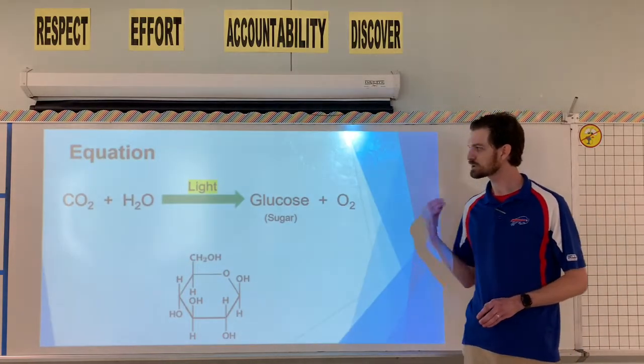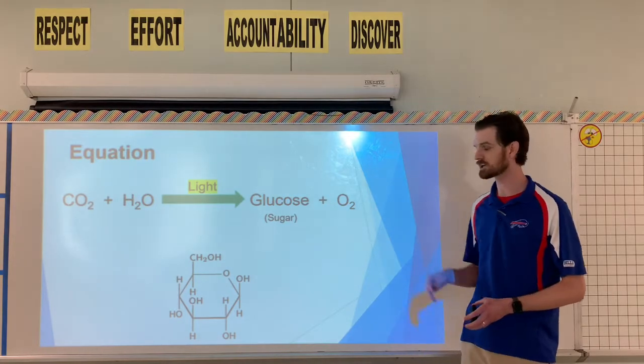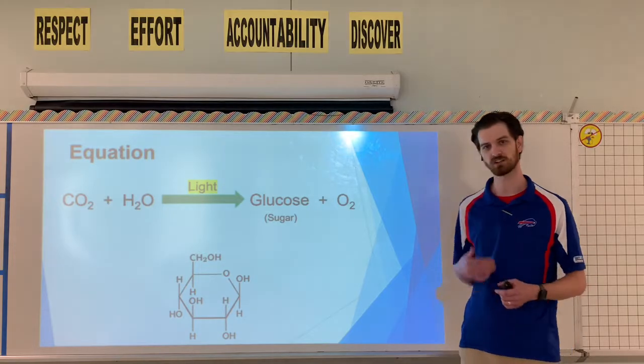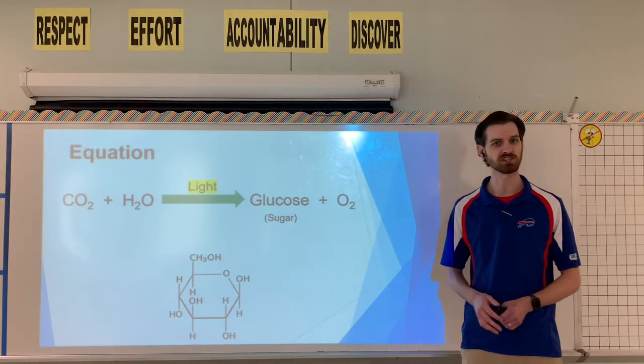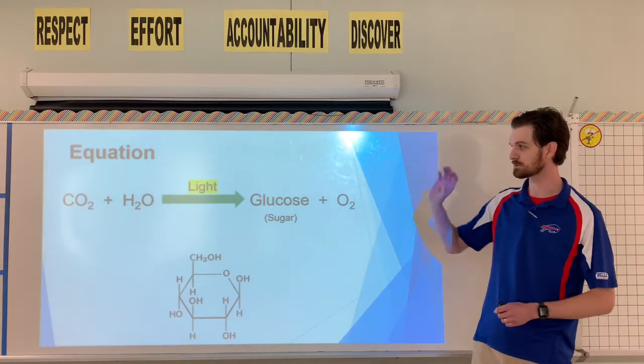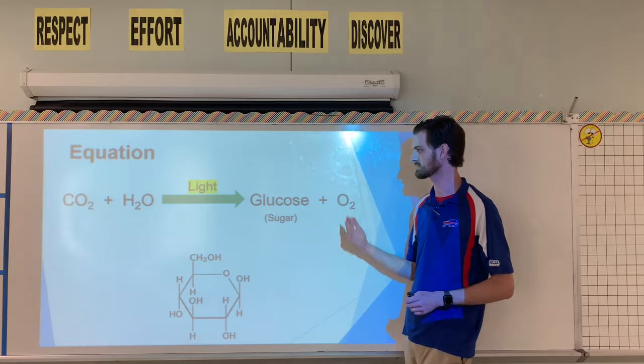All right, so the equation for photosynthesis you do have to know. And unlike physical science, you don't have to balance this one. We're not going to focus on balancing with coefficients or anything like that. We just need to see the reactants and the products. Remember, those on the left-hand side are the reactants, and those on the right-hand side are the products.